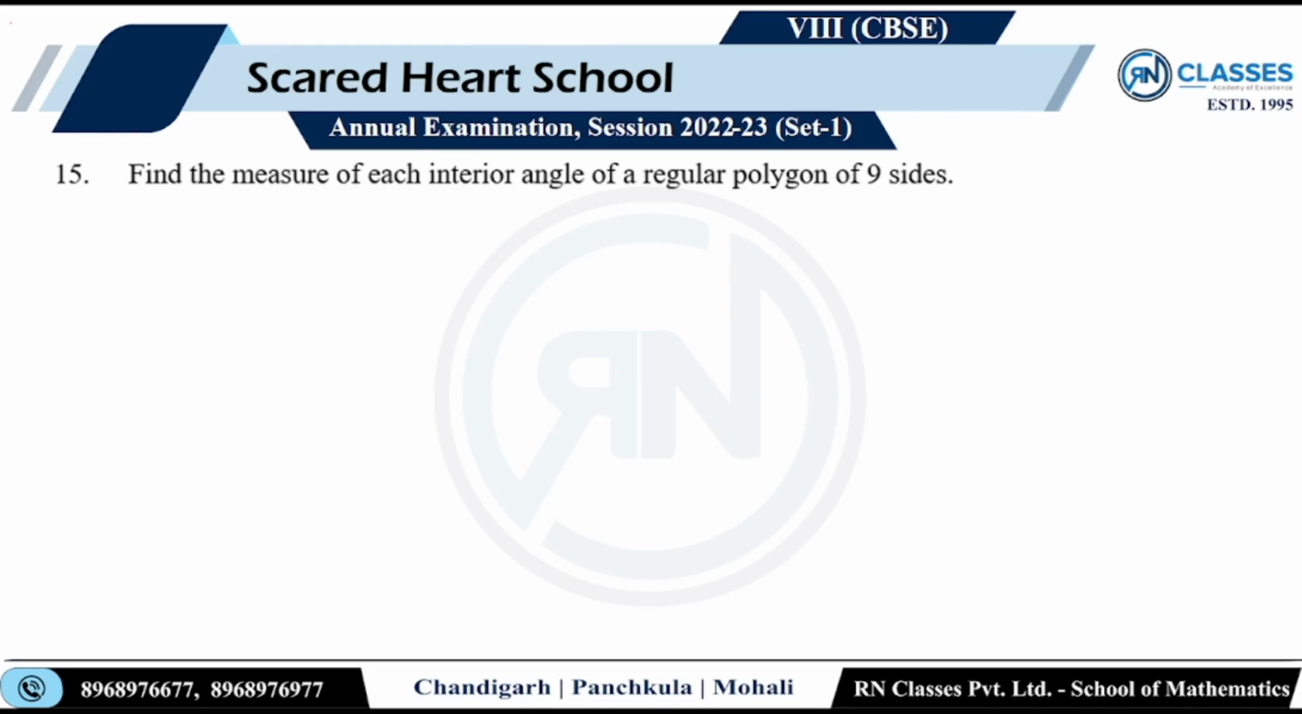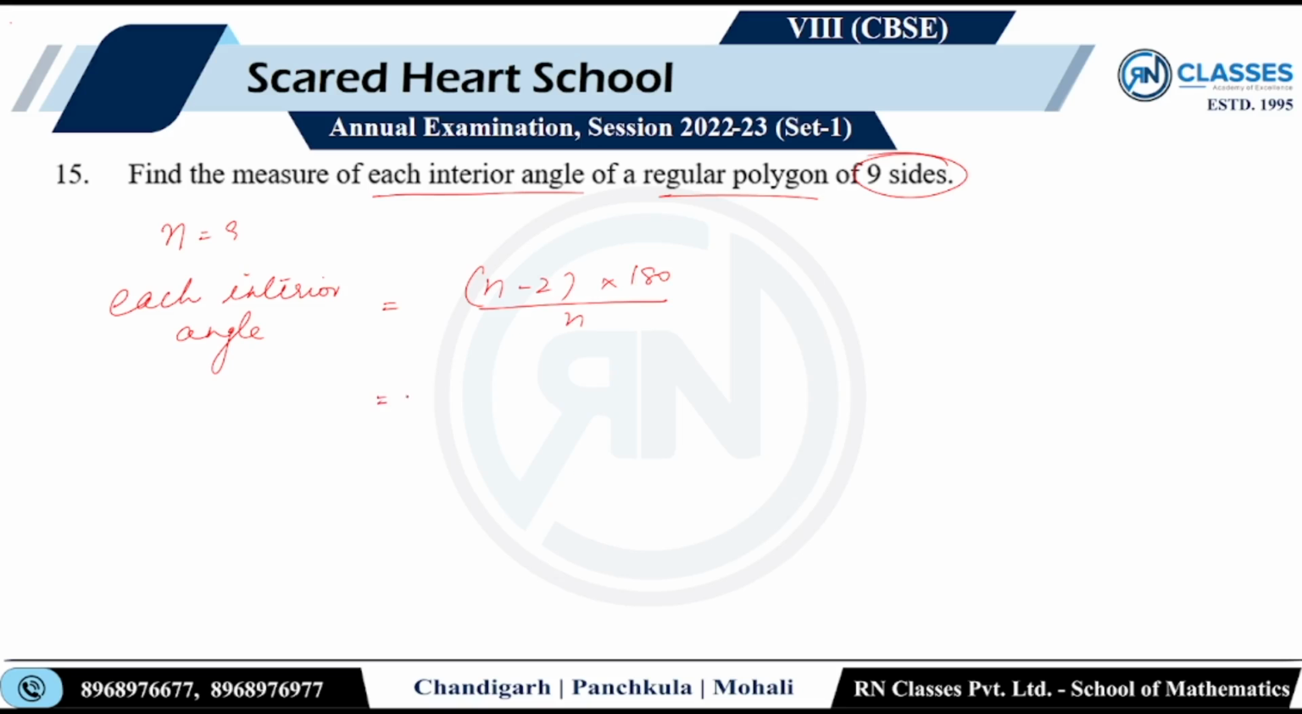Next one, 15th. Find the measure of each interior angle of a regular polygon with 9 sides. Okay, number of sides are 9. So each interior angle का formula भी होगा मेरे पास. What is the formula? (n minus 2) into 180 by n, what is n? 9. (9 minus 2) into 180 by n, n is 9. So 9 minus 2, that is 7 into 180 by 9. 9 2s are 18. That comes out to be 140. Next one.